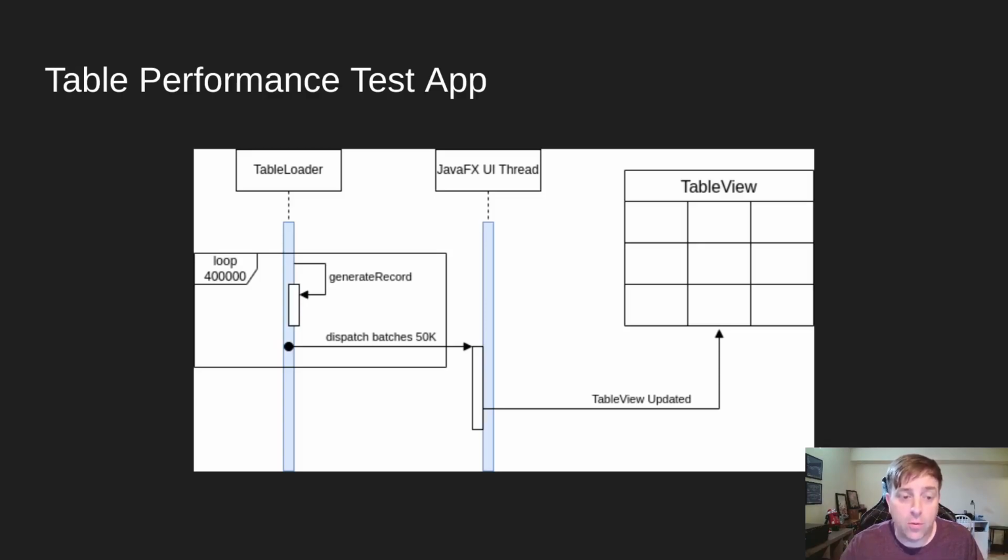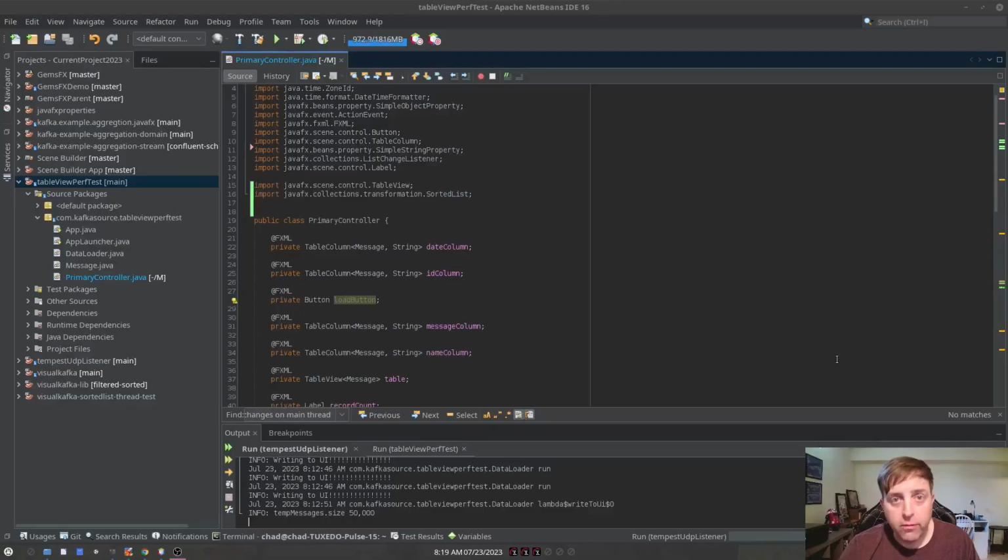What I did is I wrote a test application to clearly show the issue. This test application will iterate 400,000 times. Each iteration will create a random record, it'll bundle them up in groups of 50,000 and insert them into the table. Let's take a look at the application running. Before we run the application, let's take a look at the code.